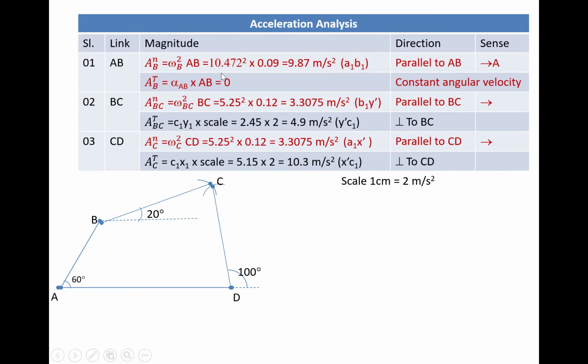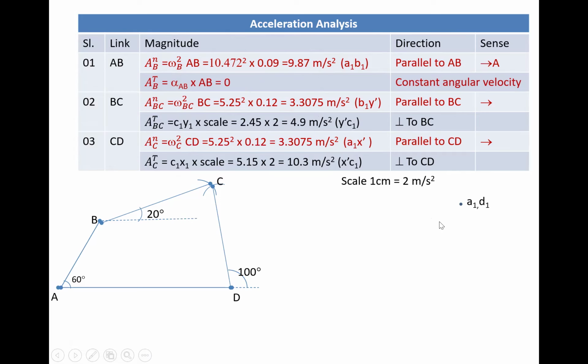Omega for link AB is 10.47, omega for link BC 5.25, omega for link CD 5.25. If you multiply the length and that omega square value, you will get the normal acceleration. So first, the normal acceleration of AB is 9.87 meter per second square, tangentially 0. For link CB, it is 3.3075 meter per second square. For CD, it is again 3.3075 meter per second square. So normal components are parallel to the link that we need to draw, and tangential components are perpendicular to the link.